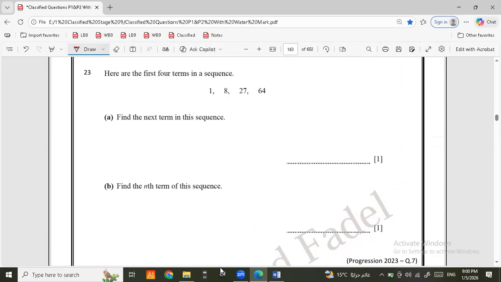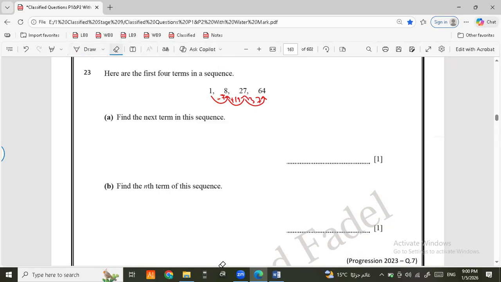Here are the first four terms in a sequence. Find the next term and find the nth term. Let's see first if this is linear or quadratic. I added here a 7. Well, if you do it this way, it's so tricky. I added here a 7, and then I added here 19, and over here 37. What is going on? That is going to be very hard. Yes, exactly. It is very hard and might even be impossible.